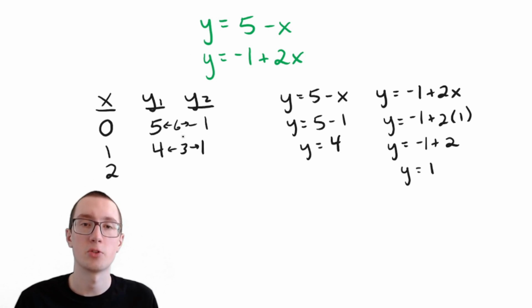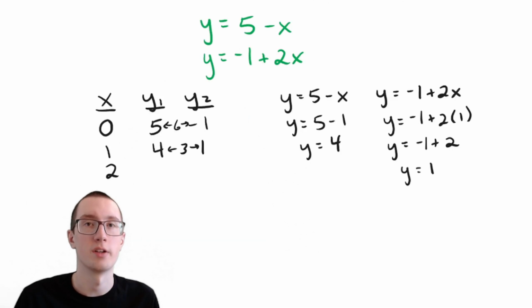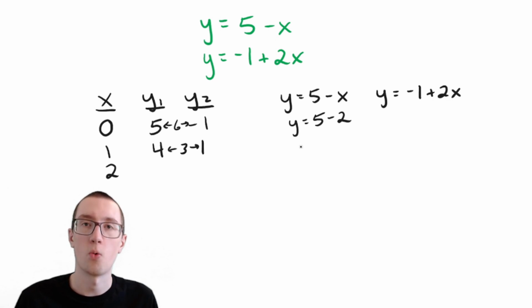Now let's say that these numbers were actually getting farther apart as we got bigger numbers. Then we would actually start testing out numbers the other way. So we would start testing out negative 1, negative 2, and so on. So let's go ahead and test out 2. y is equal to 5 minus 2. So y is equal to 3. So we're going to put in 3 in our table here.